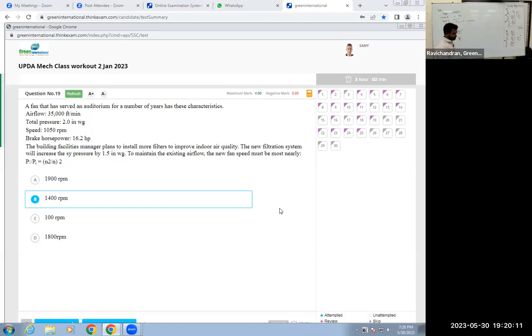So how much is it? Or you can take the square of this. So you will get N2 is equal to... Sir, do we need to add or multiply? No, we have to add this.